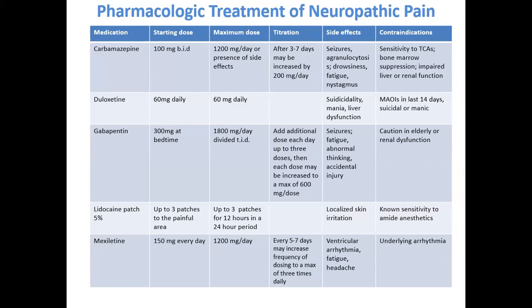Gabapentin, you can go all the way to 1800 milligrams per day, divided 3 times. So the maximum you give for gabapentin is 600 milligrams, 3 times, which is 1800 milligrams. We start as low as 300 milligrams at night, and then you can go up to 300 milligrams twice a day, or 300 milligrams 3 times a day, depending on how the patient is. But titration goes like that. Then be careful for the elderly and also those patients with renal dysfunction.